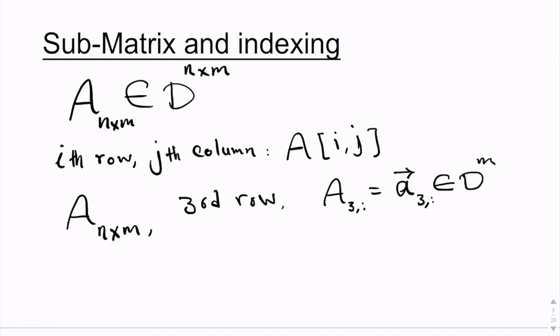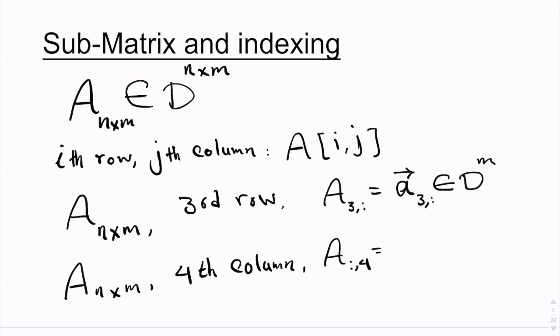Right? If you wanted to extract a column, let's say you have the matrix A of dimension n times m, and I wanted to extract, let's say, the fourth column, then I use this notation A, all the rows, but go to the fourth column. And I can show you this one as a vector, all rows, and then fourth column. And this also belongs to R^n, because this is a column vector.